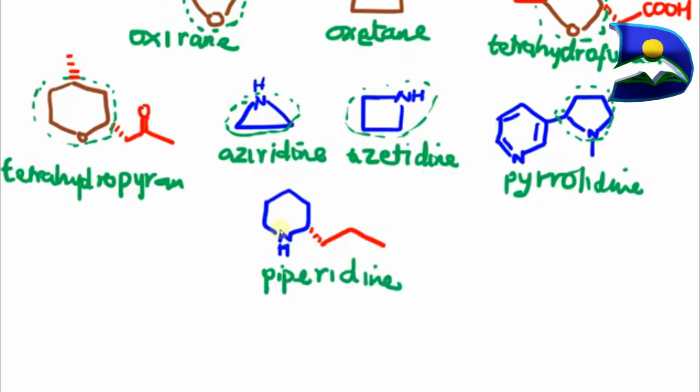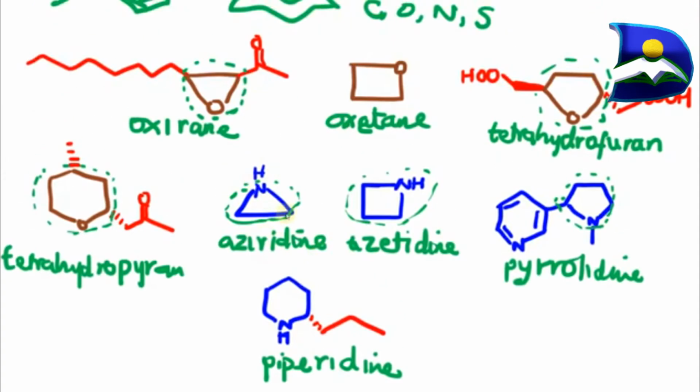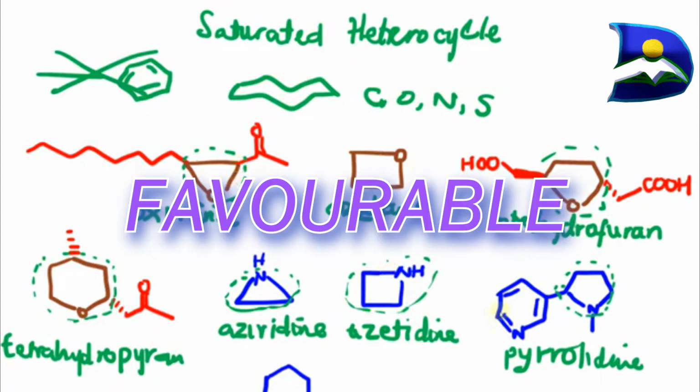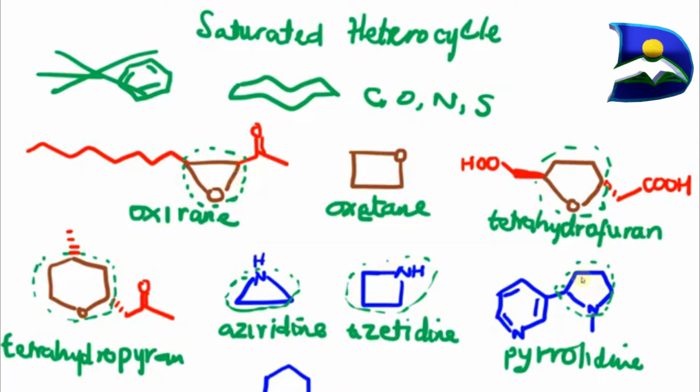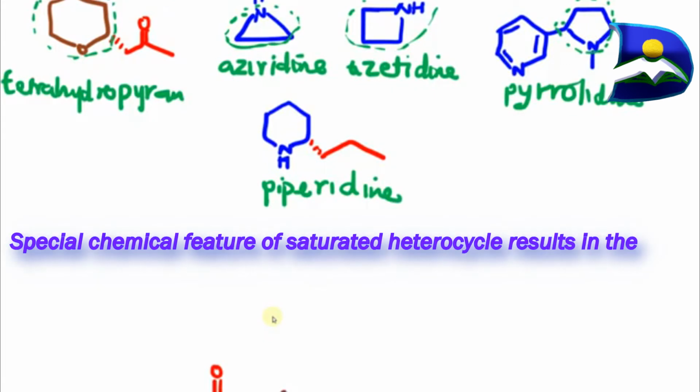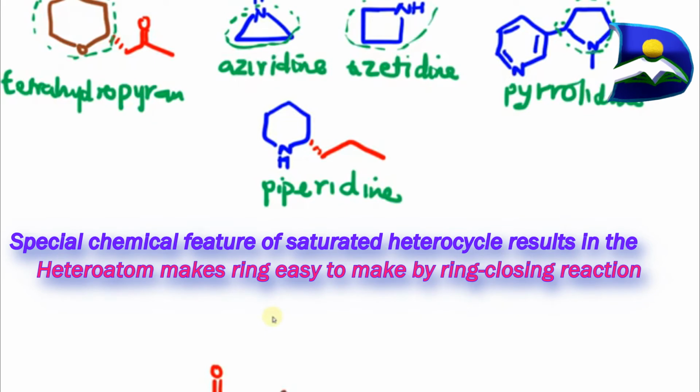And these are all the interesting types of heterocyclic compounds that you are going to come across. And you might be asking yourself, how are these rings created, mainly focusing on the heteroatom present in the heterocyclic formation of these rings? How is this accomplished? This is accomplished by special chemical features of saturated heterocycles that result in heteroatoms that make rings easy to make by ring closing reactions.